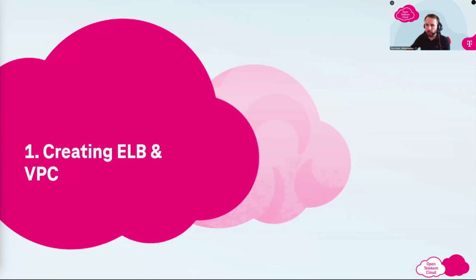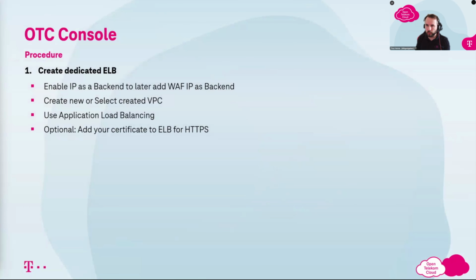Like I mentioned, we need to start with the VPC because the ELB, the web server, and the dedicated WAF need to be placed here. What do we do? First of all, we create a dedicated ELB. We need to enable IP backend. That's a new feature to be able to enter the IP address of the WAF in the ELB for traffic forwarding. Then we use the VPC we created, or we create a new one, and we need to choose the application load balancing. And we can also already directly add a certificate for the ELB if we want to use HTTPS.